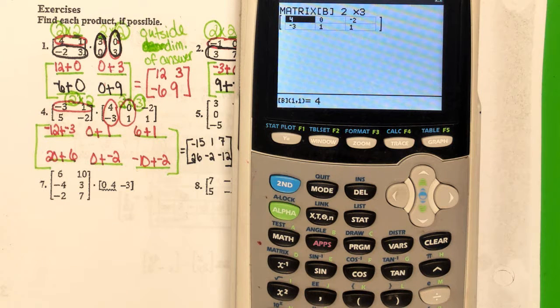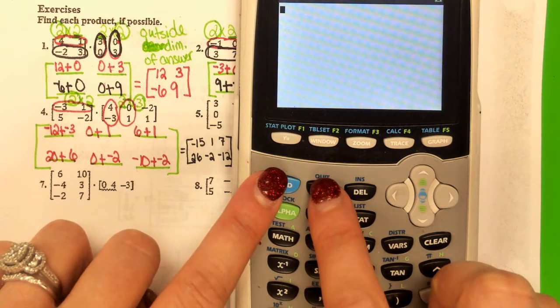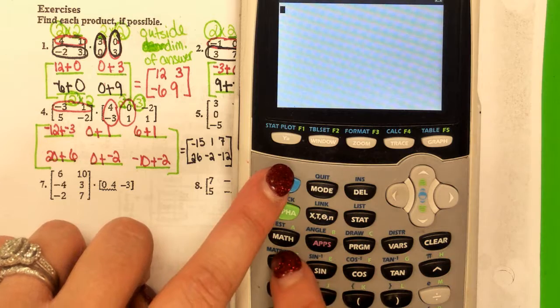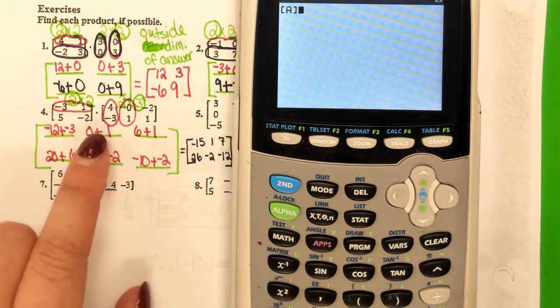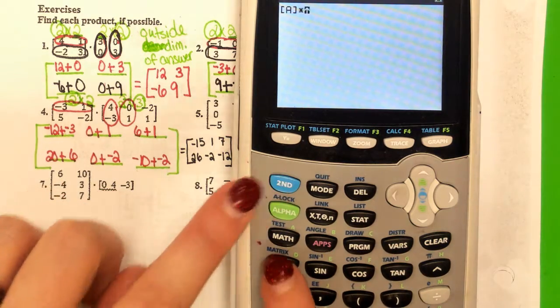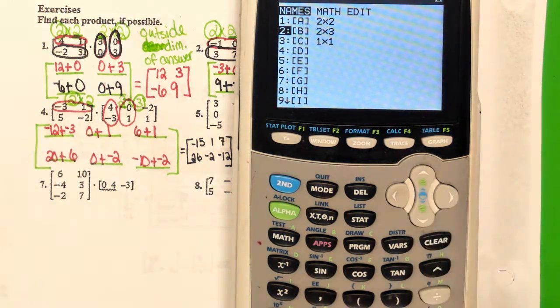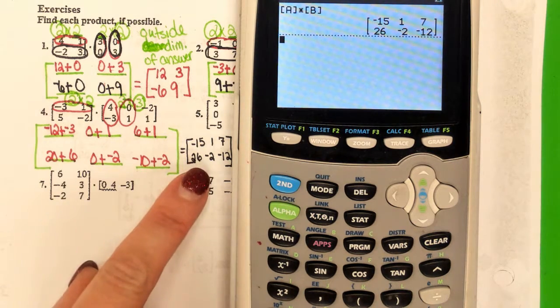Alright, then you're in edit mode. You got to get yourself out of edit mode. How do you do that? Second quit. There you go. And then you do second matrix. Enter on A. And then we're multiplying. Second matrix. Go down to B. Enter. And you should get those same numbers.